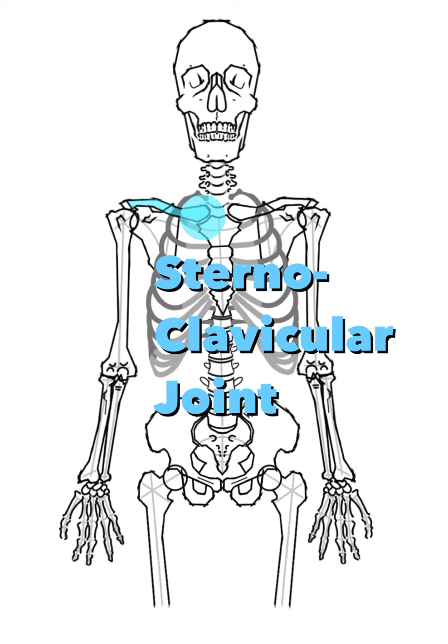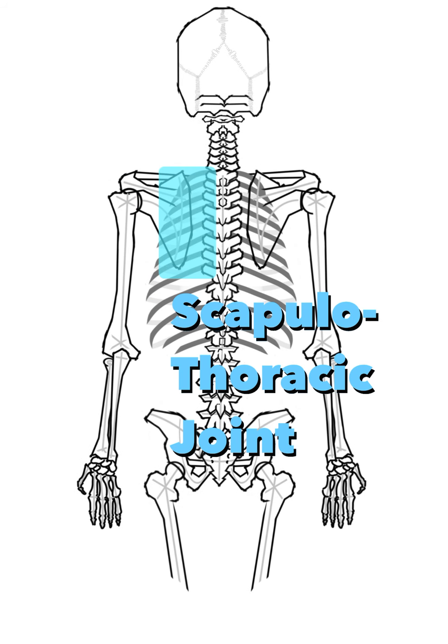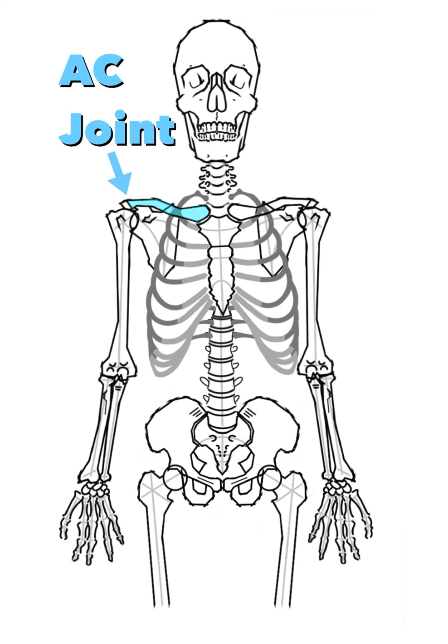Also connecting to the clavicle is the scapula. The scapula sits on the rib cage and forms a pseudojoint that we call the scapulothoracic joint. The point of attachment between the clavicle and the scapula is known as the AC or acromioclavicular joint. And there it is from the front.